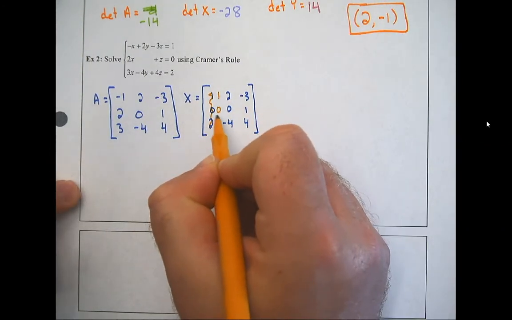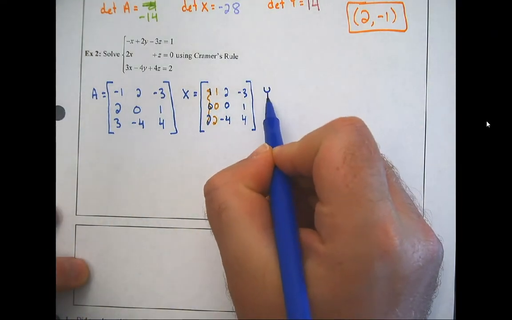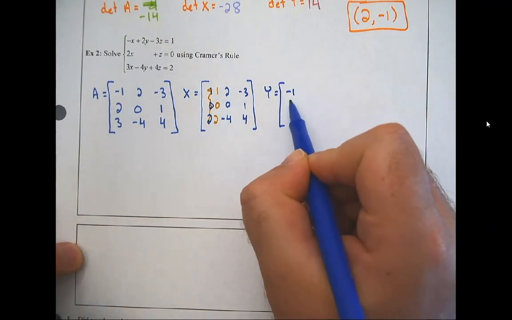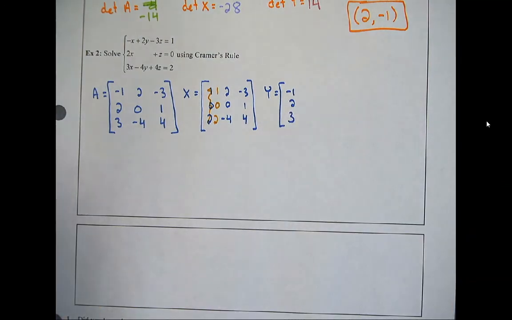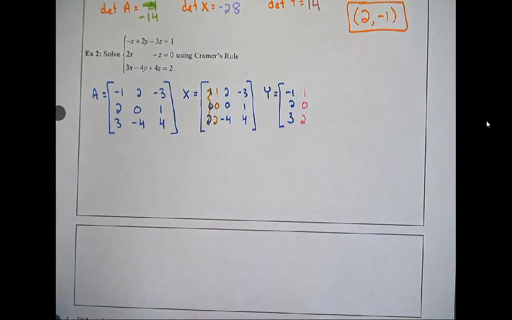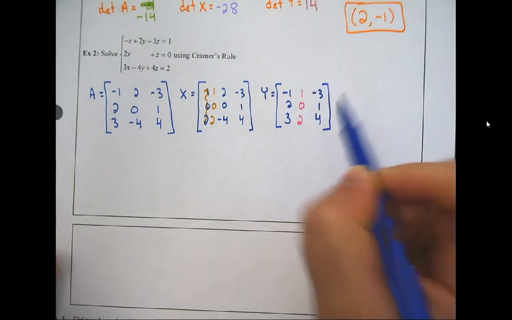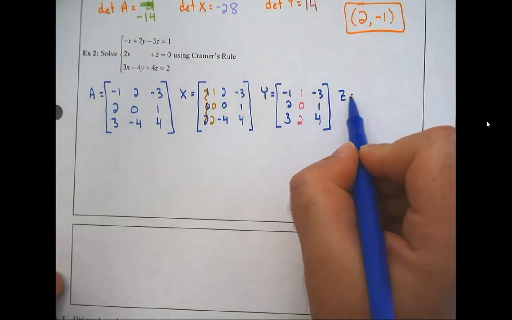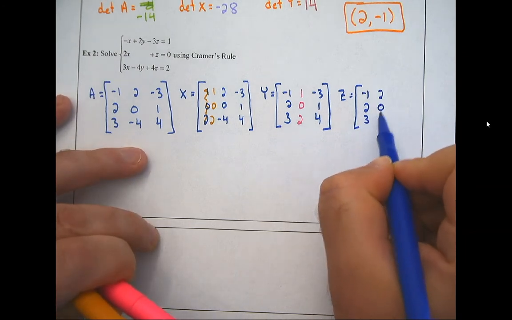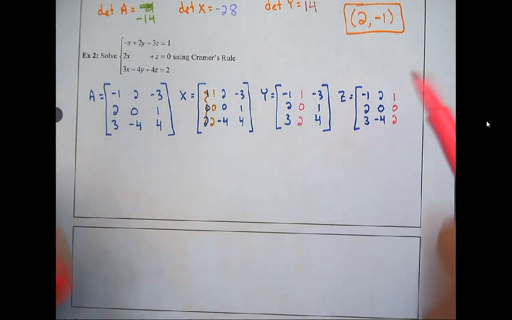1, 0, 2. Then we make the y matrix. The y matrix has the x column the same. The y column becomes the constants, 1, 0, 2. And then the z's stay the same, negative 3, 1, and 4. And then my z matrix, the x column stays the same. The y column stays the same. And then the z column gets replaced with the constants, 1, 0, 2.